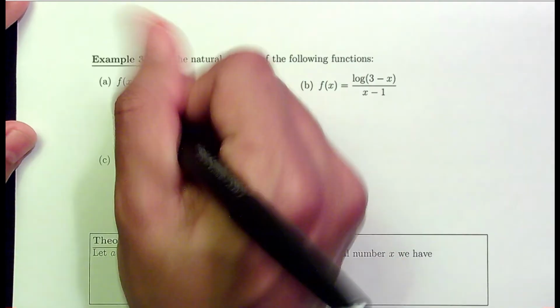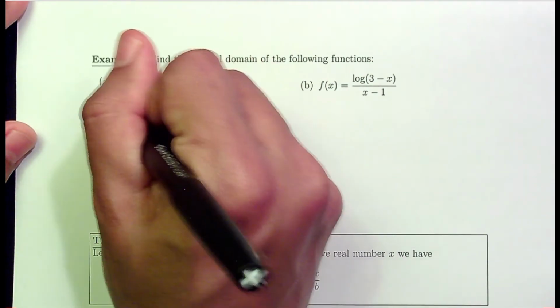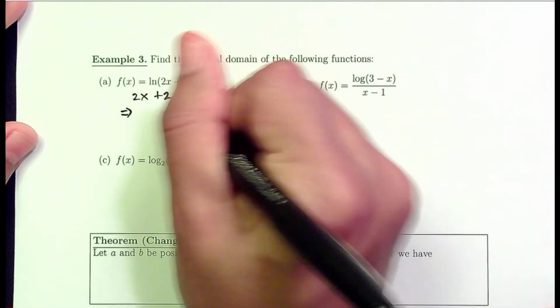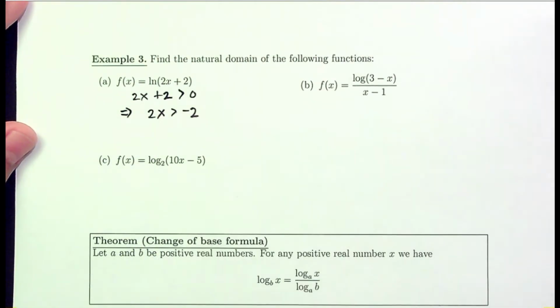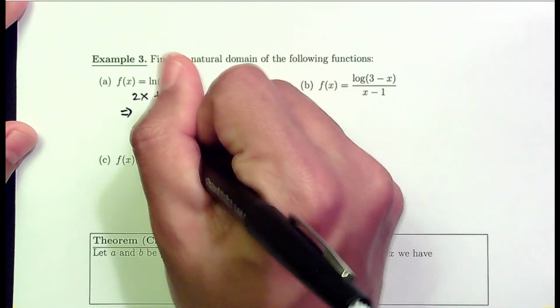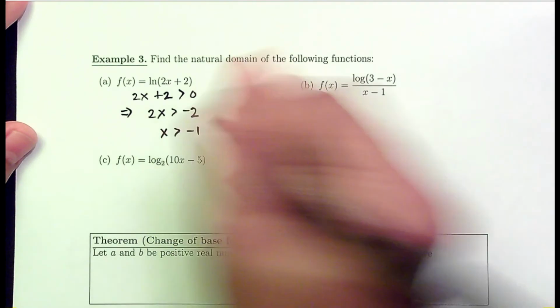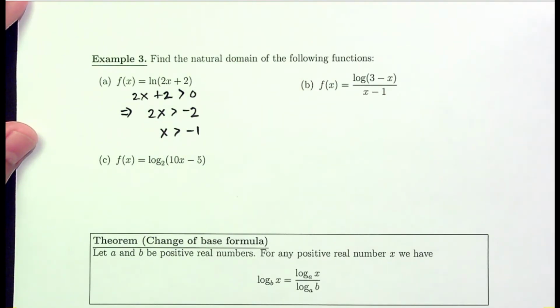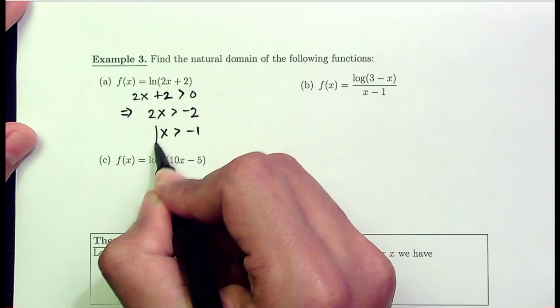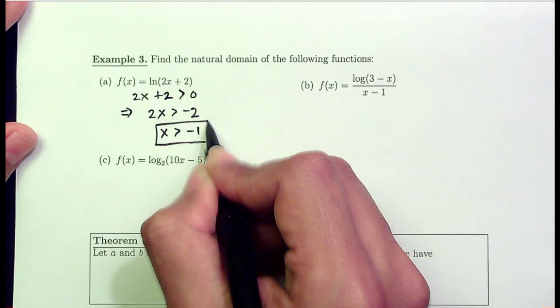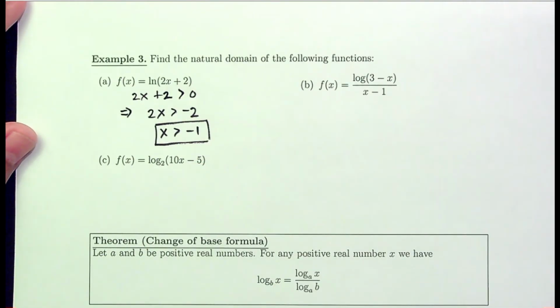Okay, now let's solve this. Move the 2 to the other side, so you get 2x bigger than negative 2. And now divide by 2. So divided by 2 gives me x bigger than negative 1. Negative 2 divided by 2 is x bigger than negative 1. And that is it. That is the domain in inequality notation.